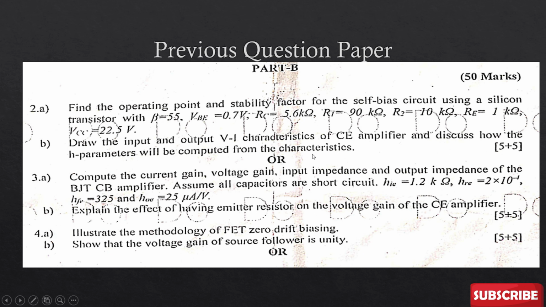I think maybe from stability, maybe from voltage gain, current gain, input impedance, output impedance. You just need to know the formulas. Once you know the formula, you can just apply it and simply execute this.